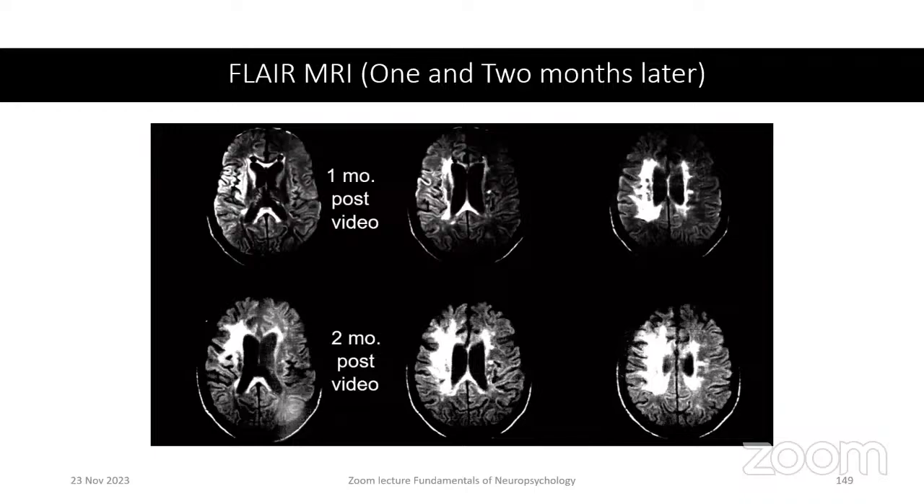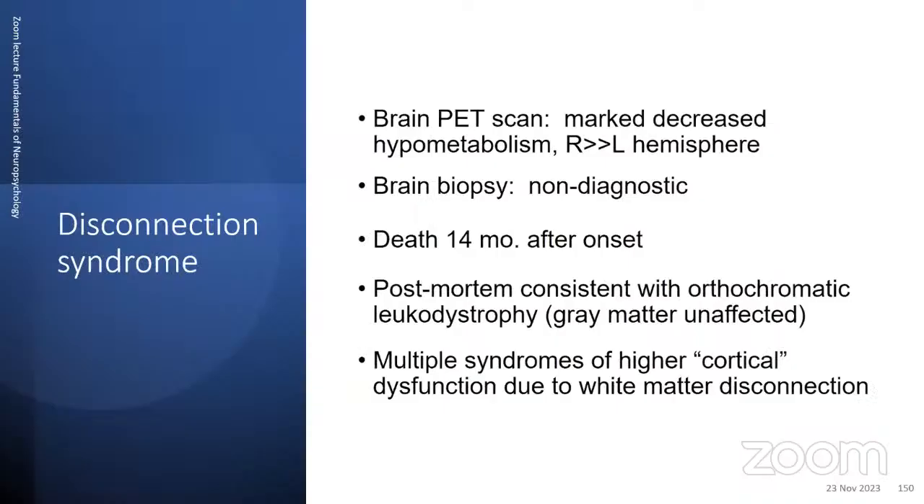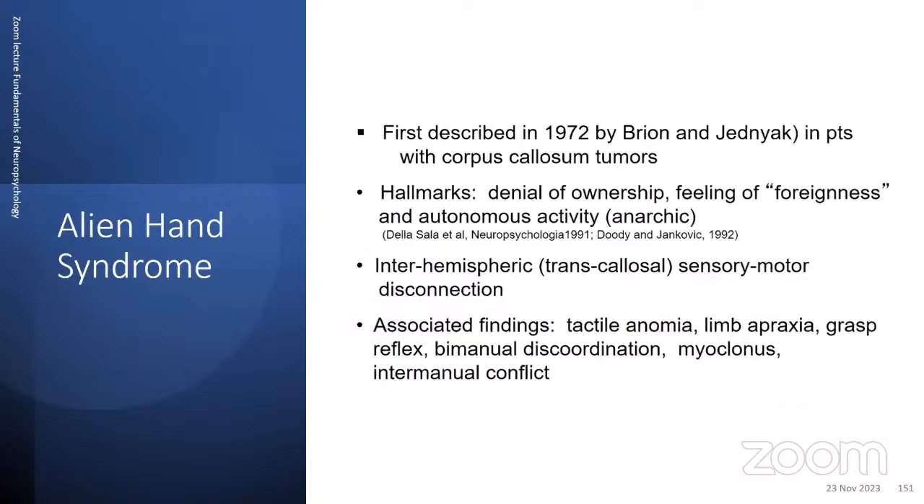One or 2 months later, the disconnection is done. So disconnection syndrome: PET scan shows marked decreased metabolism, non-diagnostic, 4 months or so. Postmortem consistent or documented leukodystrophy, gray matter unaffected. Multiple syndromes of higher cortical dysfunction due to white matter disconnection. See, disconnection is not only the corpus callosum. The disconnection can happen in the networks which I showed you in the earlier slides.